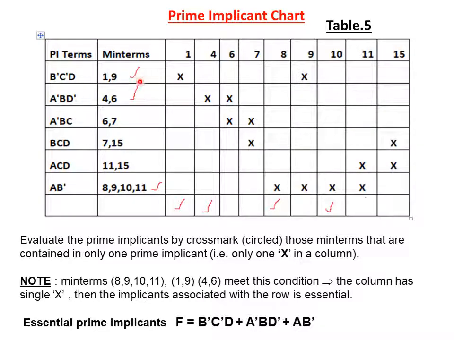Based on the essential prime implicants, we have written the expression: for this combination the expression is B bar C bar D, and for the second, 4, 6, the combination is A bar B D, and for 8, 9, 10, 11 the expression is A B bar. So these 3 are essential prime implicants. The left minterms are 6, 7, 7, 15 and 11, 15. We will see how we can simplify these 3 minterms.